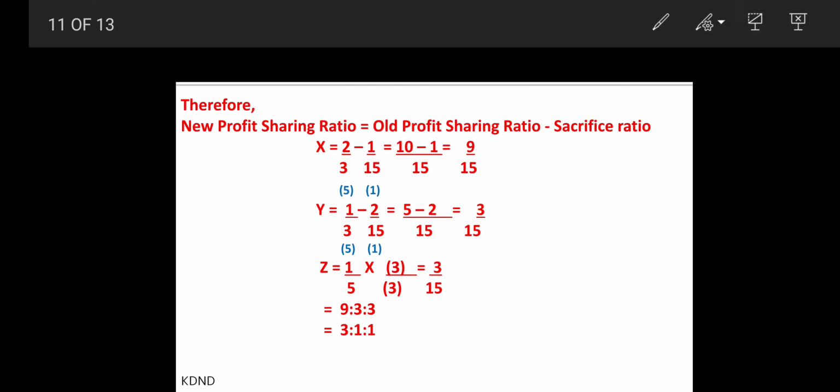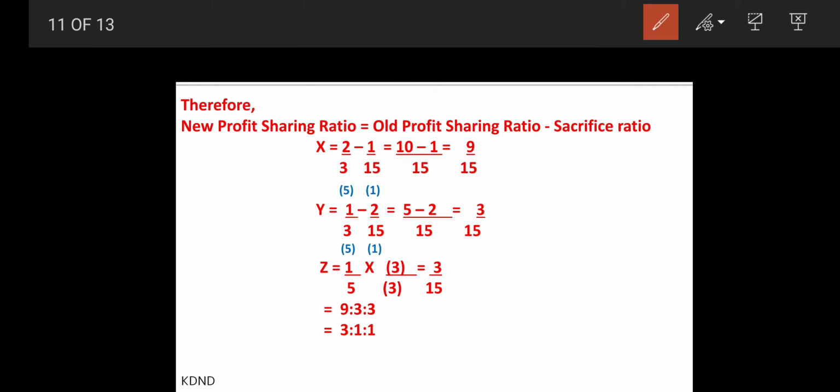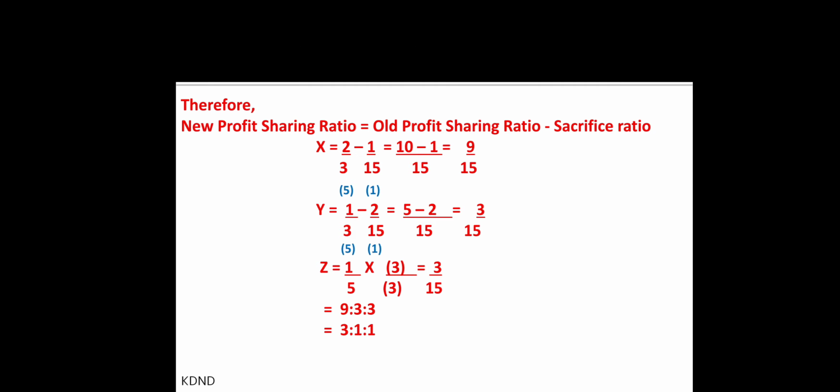And then just apply the formula: old profit sharing ratio minus sacrifice ratio. So 2/3 minus 1/15, 1/3 minus 2/15, and we will get 15 as the LCM. In the last part, R is equal to 1/5 given in the sum. We have to multiply to get the equal denominator, so that will be 3/3. So we got 9:3:3, which ultimately is 3:1:1.